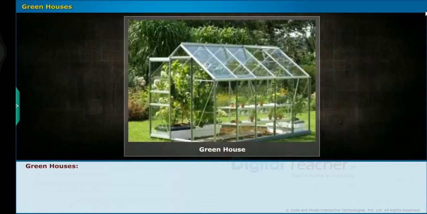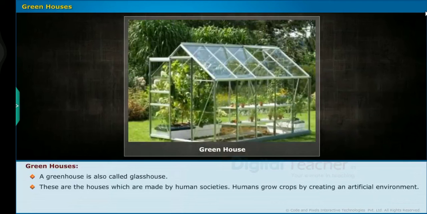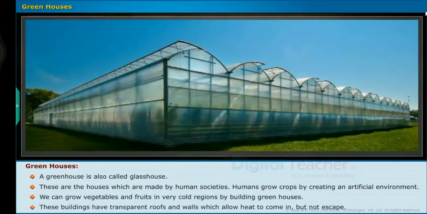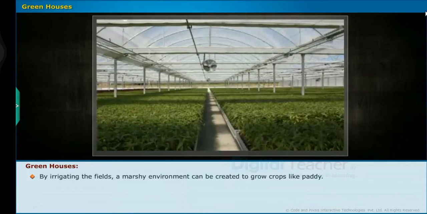We will now look at the topic greenhouses. A greenhouse is also called glass house. These are the houses which are made by human societies. Humans grow crops by creating an artificial environment. We can grow vegetables and fruits in very cold regions by building greenhouses. These buildings have transparent roofs and walls which allow heat to come in but not escape. By irrigating the fields, a marshy environment can be created to grow crops like paddy.